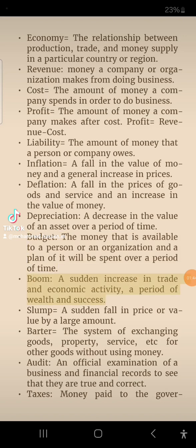Boom. A sudden increase in trade and economic activity, a period of wealth and success. Slump equals a sudden fall in price or value by a large amount. Barter equals the system of exchanging goods, property, services, etc. for other goods without using money. Audit. An official examination of a business and financial records to see that they are true and correct. Taxes. Money paid to the government so that it can pay for public services.